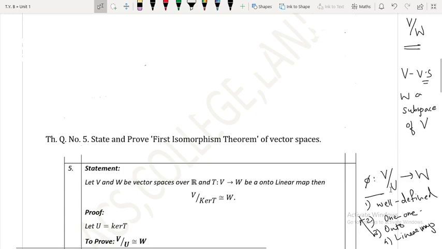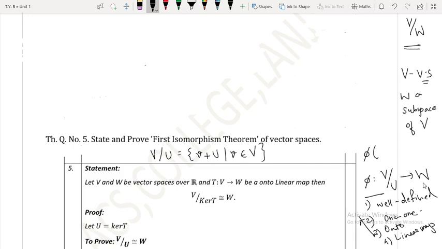Now see, how do elements of V mod U look like? Elements of V mod U are nothing but a collection of v plus U, such that v belongs to V, right? So naturally, whatever phi I am going to define, it will be phi of v plus U, which is equal to, now we have to give an image to this v plus U.